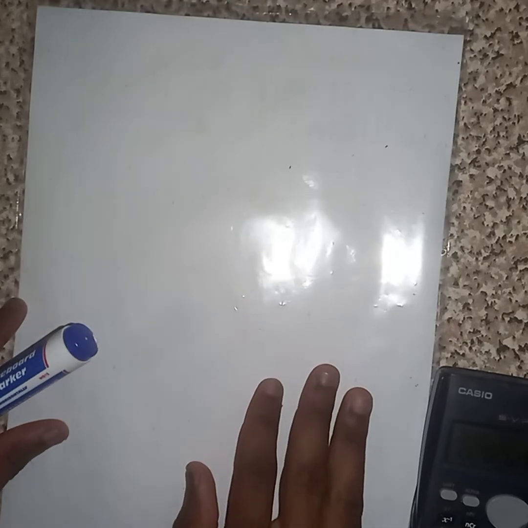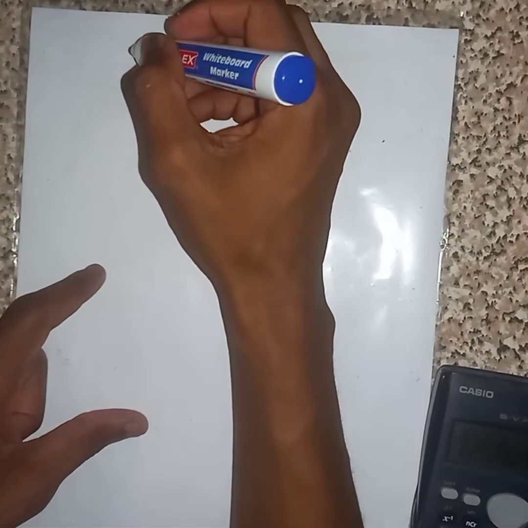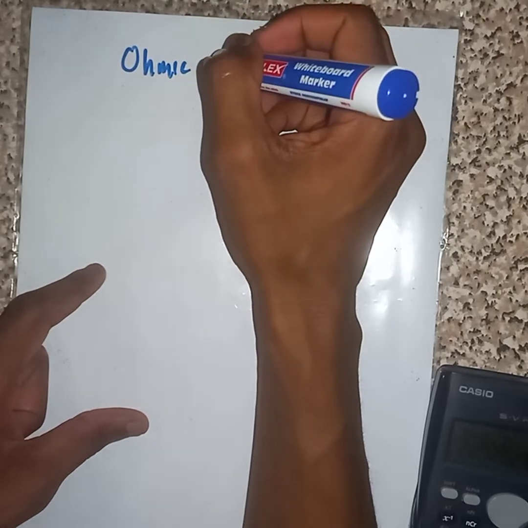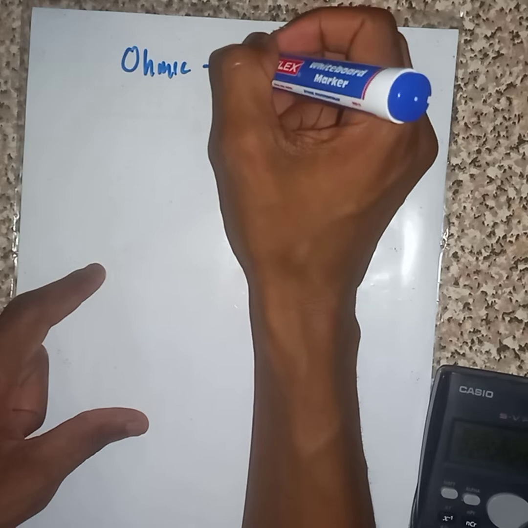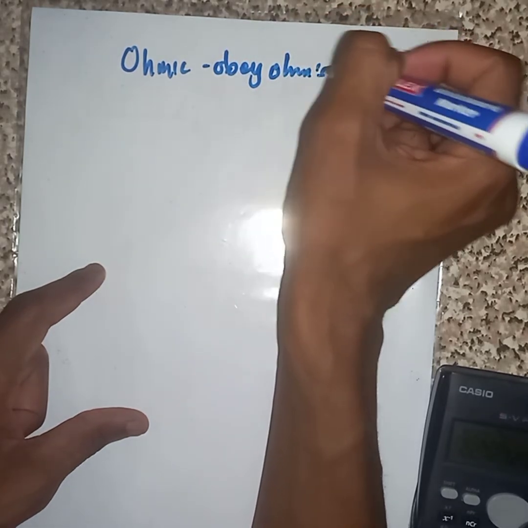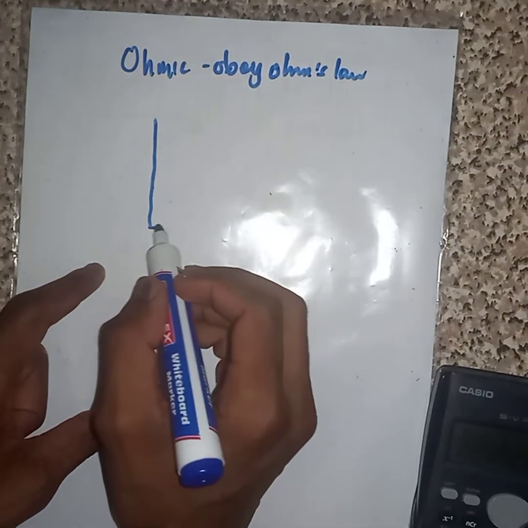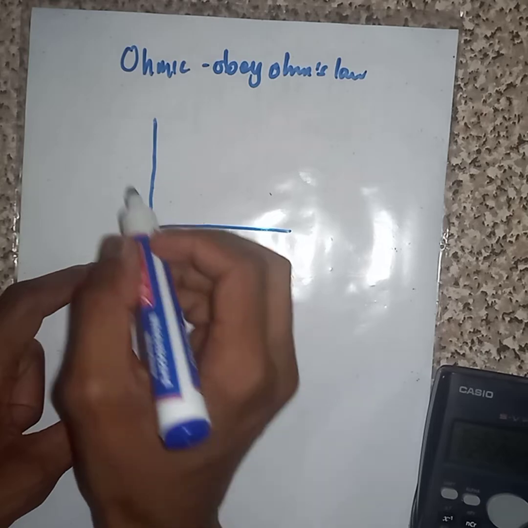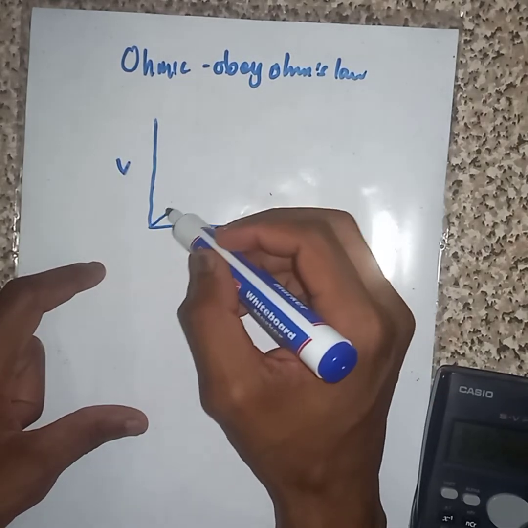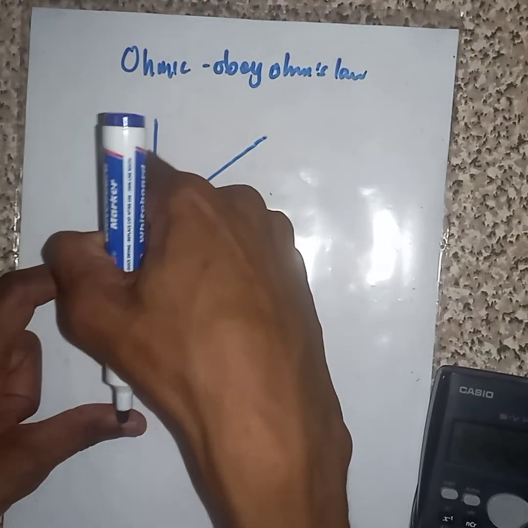Don't forget, fellows, that at first we said an ohmic conductor obeys Ohm's law. It obeys Ohm's law. If I have a situation like this, let's say I have a situation like this.